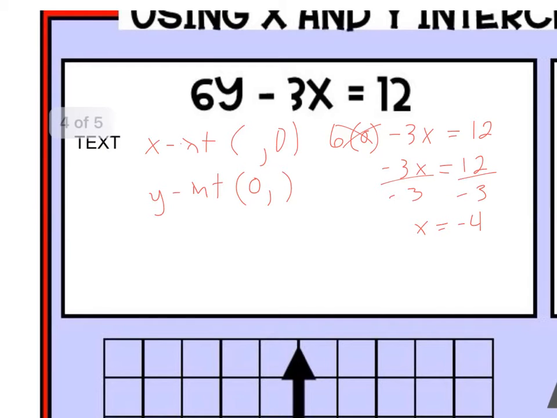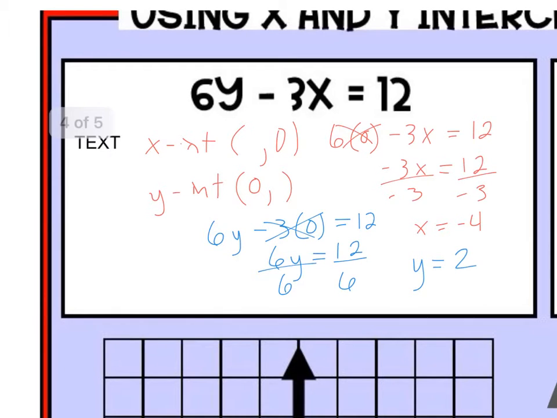Now we're going to plug in 0 for x. You'd get 6y minus 3 times 0 is equal to 12. Negative 3 times 0 is just gone. So you have 6y is equal to 12. Divide both sides by 6. We get a y-intercept of positive 2. Now let me erase this and we'll do the cover-up method.